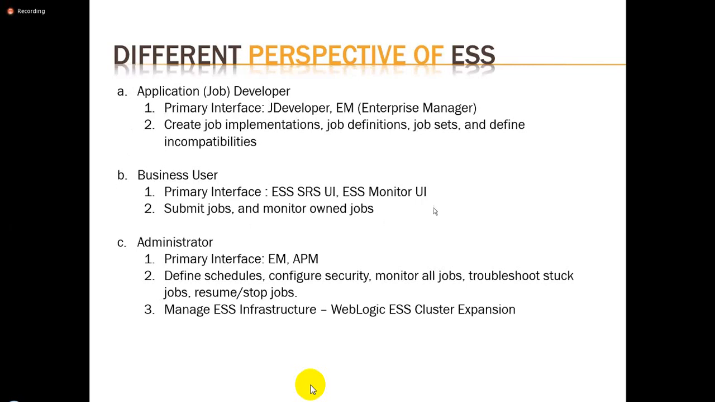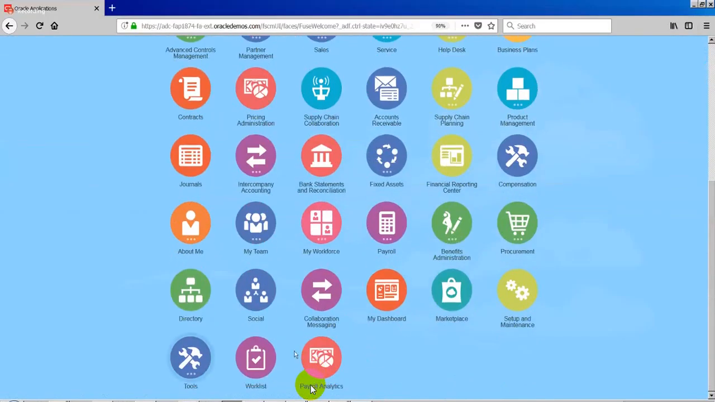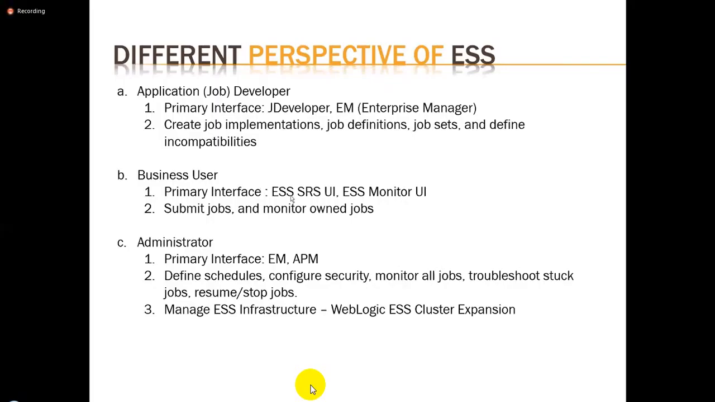What will a business user do? A business user will just access the ESS SRS user interface, the scheduled processes window we are talking about, and the user can submit the job and monitor the job using the enterprise scheduler service monitor user interface. This is where we can submit the job and where we can monitor the job. That is the primary interface. A business user can submit the job and monitor their own jobs.